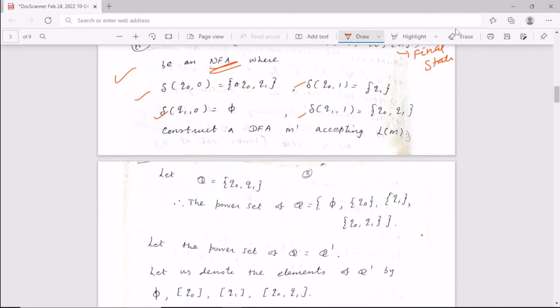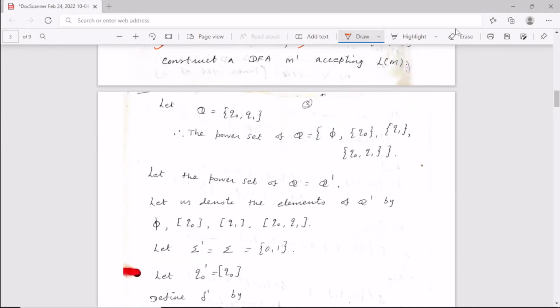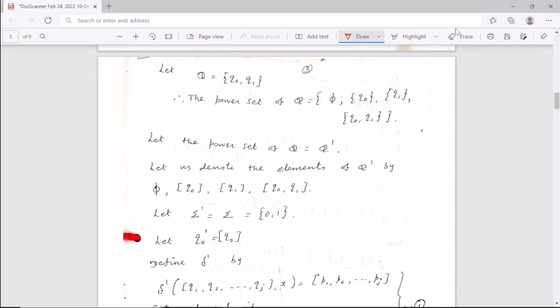So now what we are going to do is, and let me explain in short, after that I will explain in detail. Here Q is nothing but {Q0, Q1}. So the power set of Q, 2 power |Q|, we have to find out. Here we have only 2 states, so 2 power 2 means we have 4 subsets. That is φ, {Q0}, {Q1}, {Q0, Q1}.